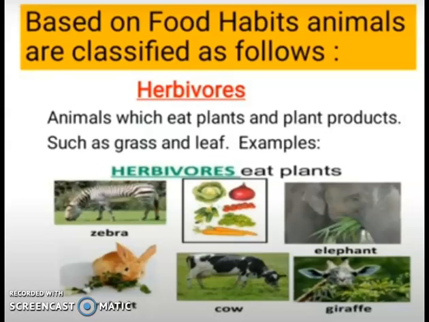Herbivorous. What is herbivorous? Animals which eat plants and plant products such as grass and leaves are herbivore animals. Examples of herbivore animals are zebra, rabbit, cow, elephant, giraffe, etc. Now let us look at the next one.